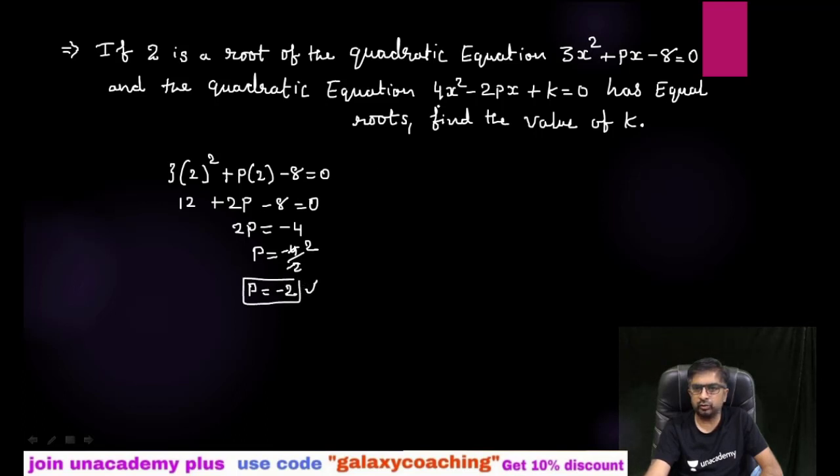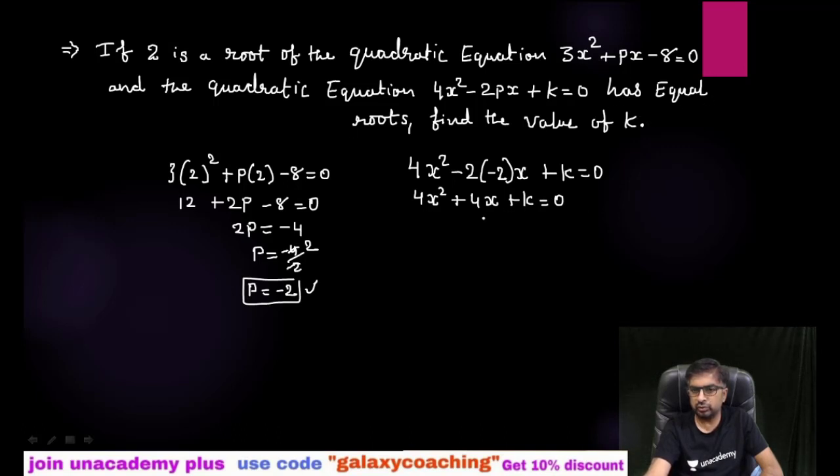Now you got the value of p as minus 2. Now you need to keep it here. They told you that the equation has equal roots. So first you need to keep this value of p here and form an equation. 4x square minus 2 into p, which is minus 2, into x plus k equals to 0. So your equation will be 4x square plus 4x plus k equals to 0. This is your equation. They said it has equal roots.